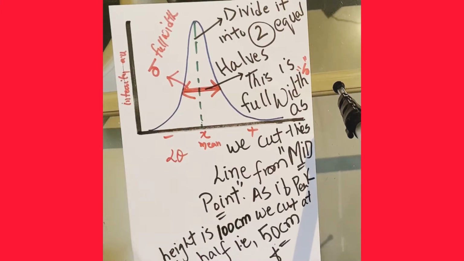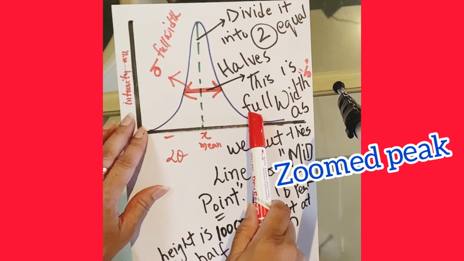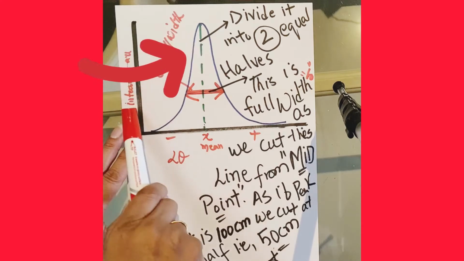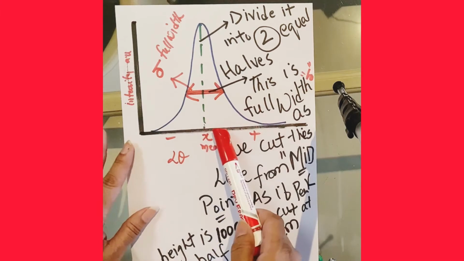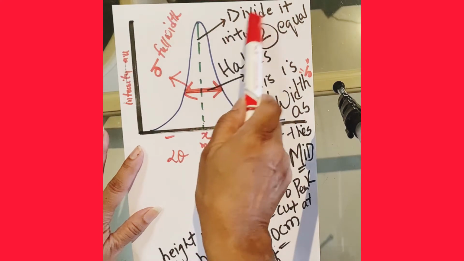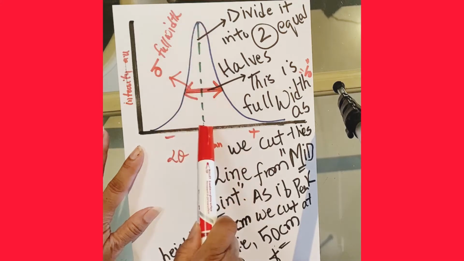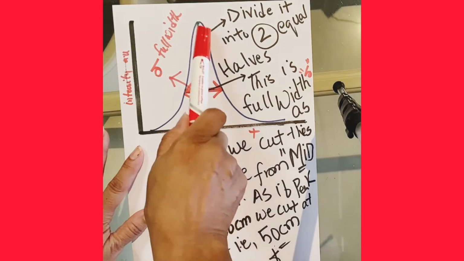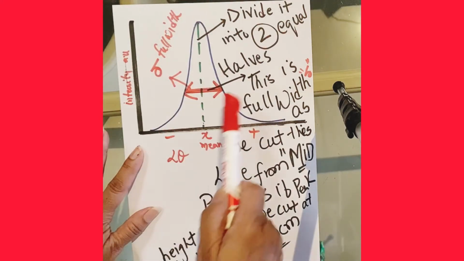Now in this slide, I am telling you how to find out FWHM, that is full width half maximum, of a zoomed peak. This is a zoomed peak, plotted between intensity and 2 theta. Out of all those 4 or 5 peaks, I've selected this one peak. Now what you are going to do is cut this line from the middle. First of all, divide it into 2 equal halves. If you further divide this portion even more, then you can even calculate standard deviation.